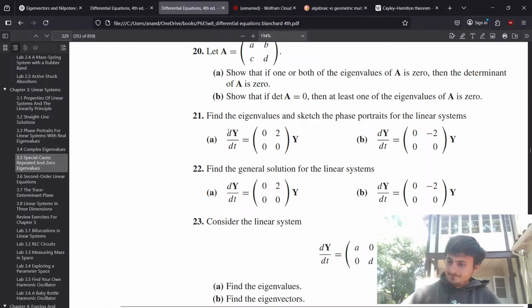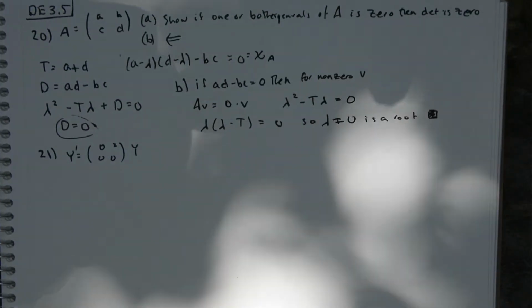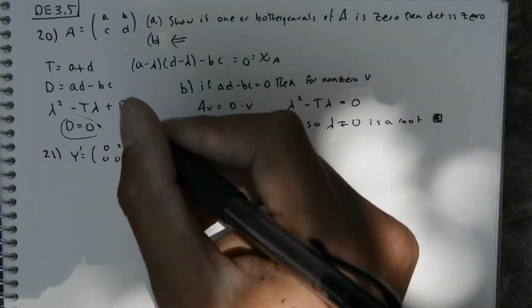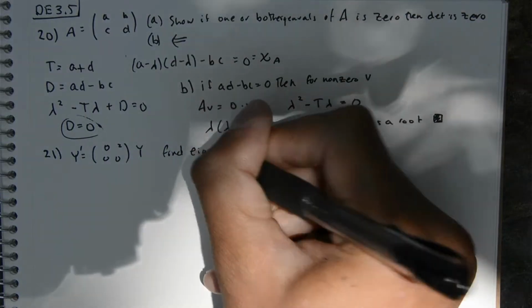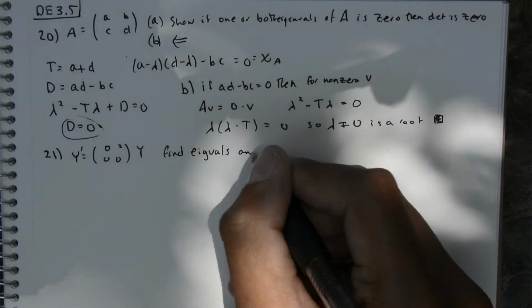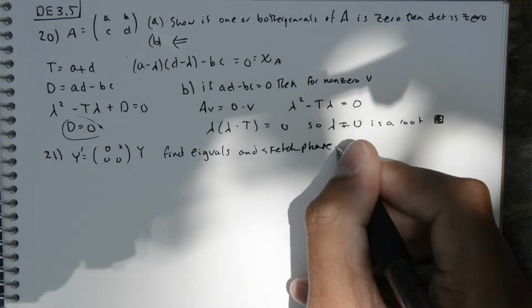Problem 21. Y prime is equal to the matrix 0, 2, 0, 0 times y. All right, so we want to find eigenvalues and sketch the phase portrait.